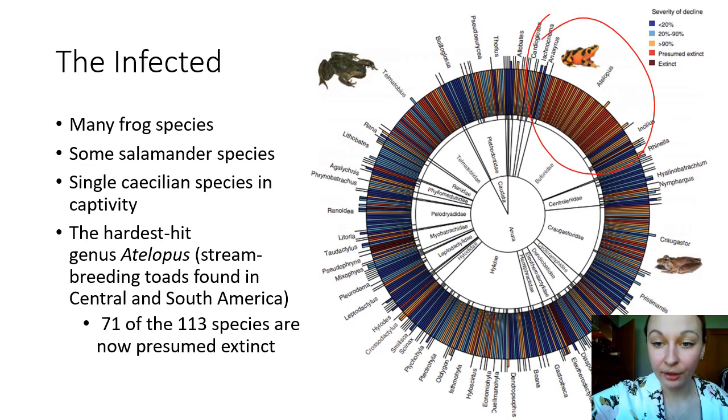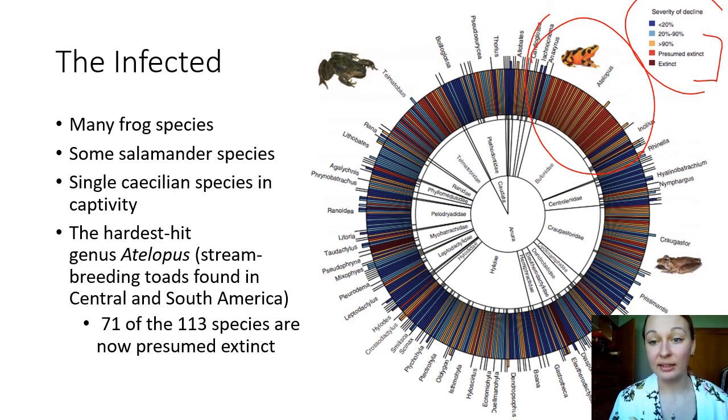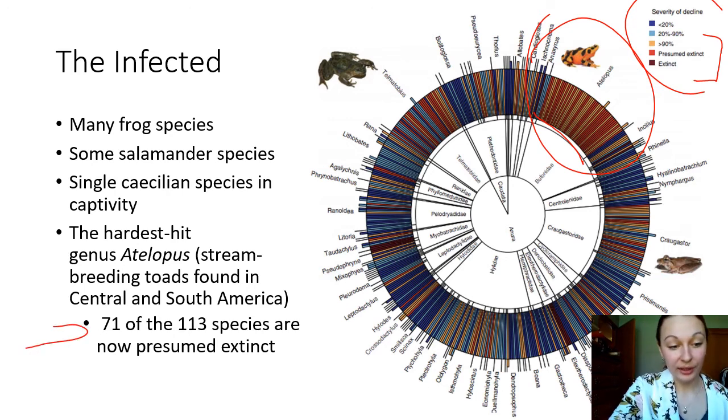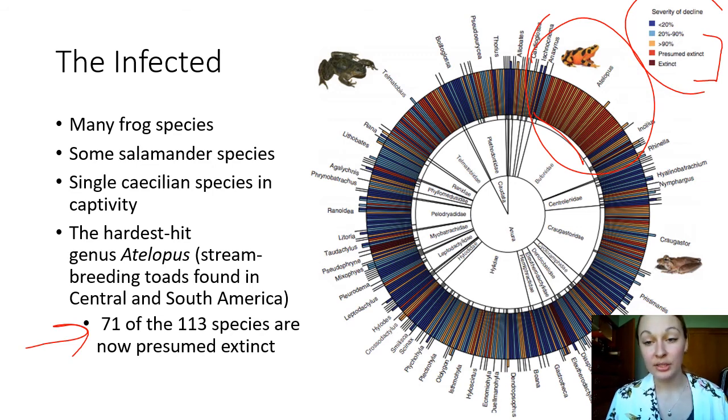And so if we look over here, you can see that in this image. If we look up at the key, these three last colors represent a 90 percent or higher severity of decline of population. And so you can see here, those reds and oranges show that this genus is not doing well among this Chytrid BD, chytridiomycosis disease. And so over here, it says 71 of the 113 species within that genus are now presumed extinct.